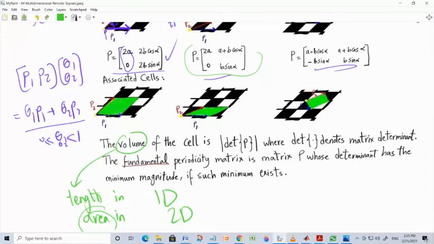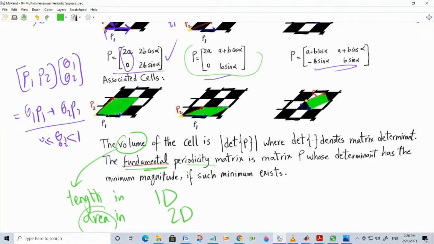Okay. Now, like in 1 dimension, you may define something called the fundamental periodicity matrix. And in that case, you try to describe your multidimensional periodic signal using a P matrix with the smallest possible magnitude determinant. Okay, this may exist or not. Okay, so it may not exist.